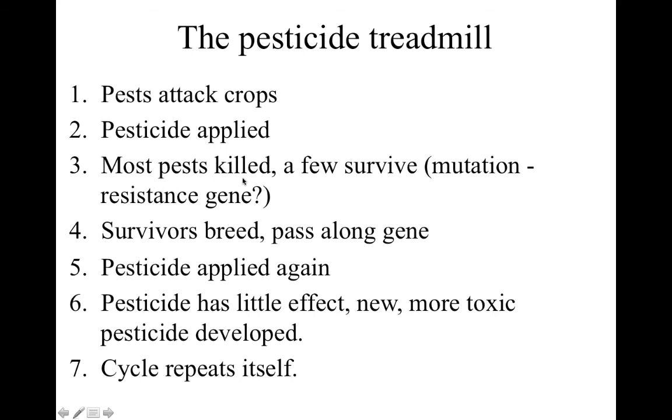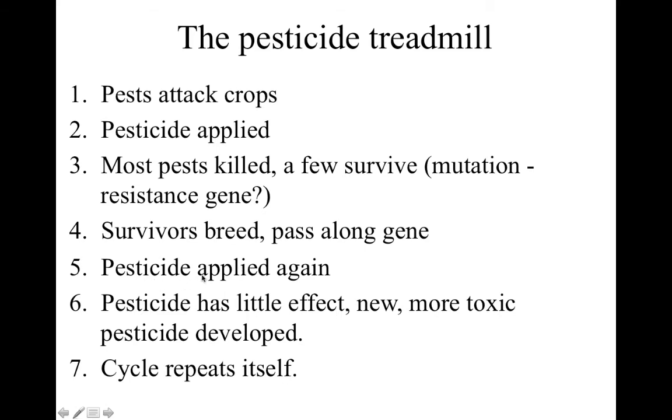Most of the pests are killed, but a few survive. Maybe they have a mutation that makes them resistant to the pesticide. Well, you killed off all the pests that were susceptible to it, but the ones that survived are resistant to it. So the few survivors mate, they produce babies that carry that gene, and the babies of these pests are also resistant to that pesticide.